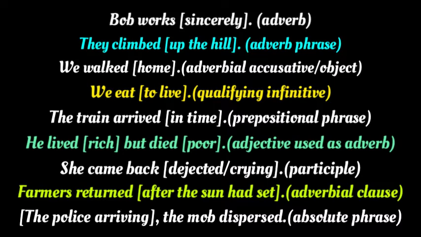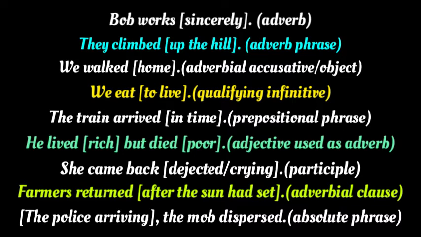In the next sentence, we eat to live. To live is an infinitive which modifies the verb eat by showing its purpose. If an infinitive is used as an adverb to modify the verb in the predicate, it is called a gerundial or qualifying infinitive in English grammar. So, a qualifying infinitive can also be used as an adverbial adjunct to the predicate.